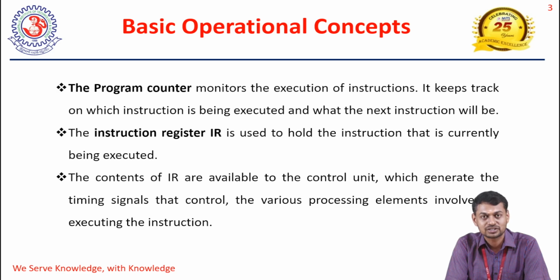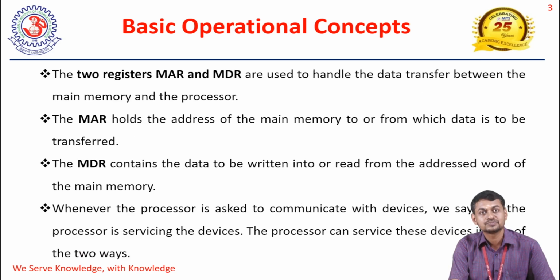The instruction register, as I already told, holds the instruction that is currently being executed. It decides what kind of operations can be performed, what is needed, and how it can be performed or executed. These things are decided by the IR. Two very important registers are MAR and MDR, because they initiate the communication between the memory and the processor.